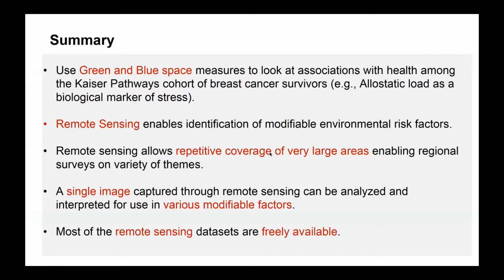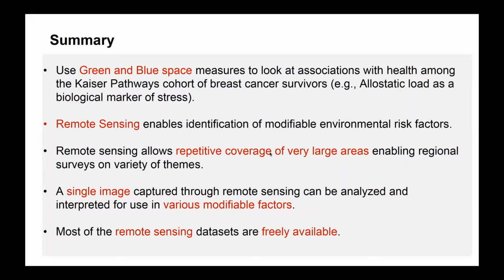Remote sensing enables us to identify different modifiable environmental risk factors. We can study vegetation as well as different blue spaces using remote sensing, and its repetitive coverage of very large areas enables us to cover different themes.